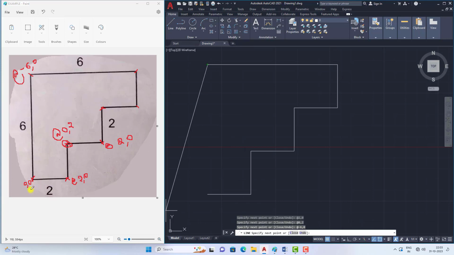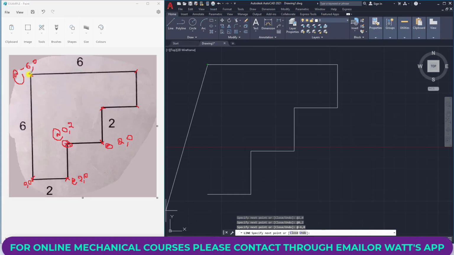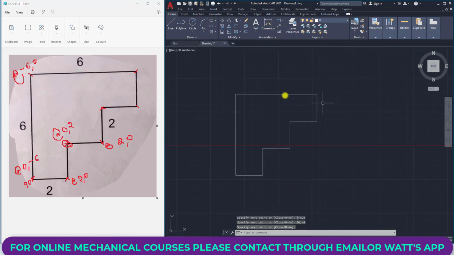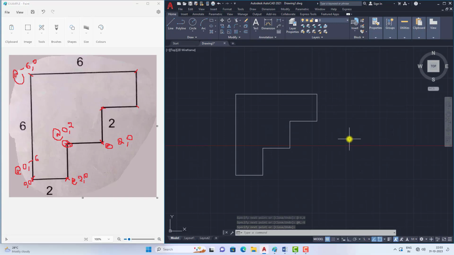So if you want to come to the original position, and from this point you need to come down, you need to give the value @, no x distance I am moving, so 0,-, we are coming down. See, in the y direction the distance 6 I need to move downwards, so it is negative. So if you give @0,-6, then you will meet this point, and press enter again to come out. See, in this way the diagram has been completed by using this relative coordinate system.